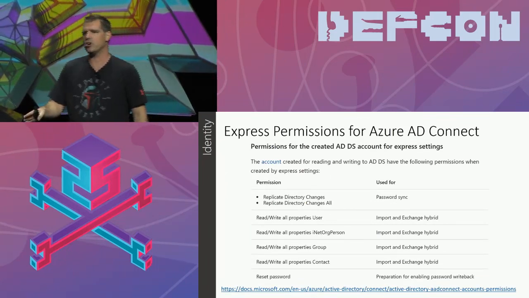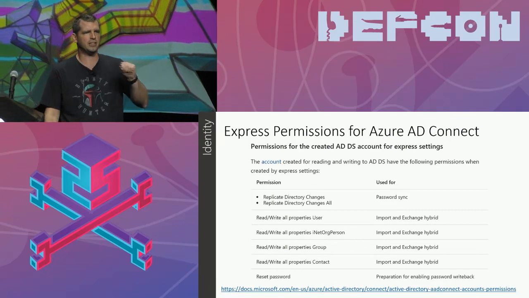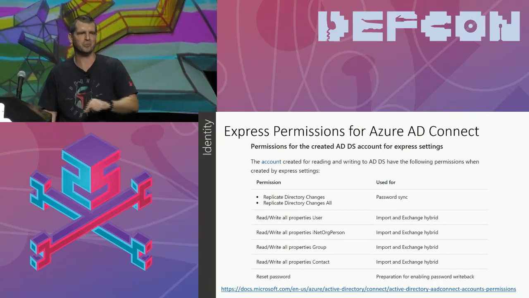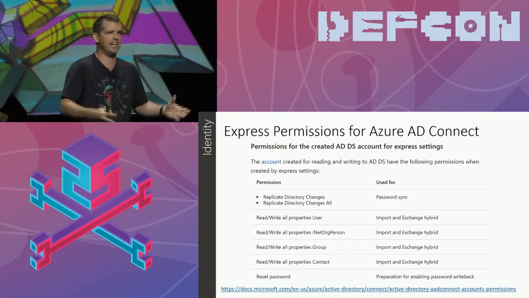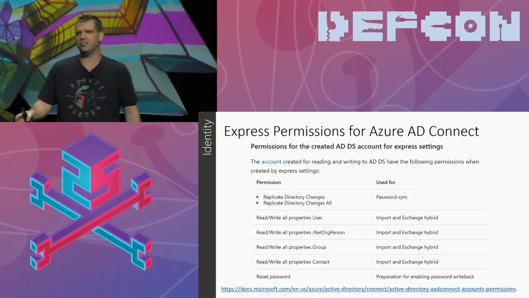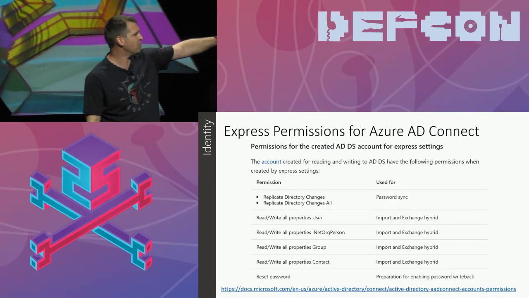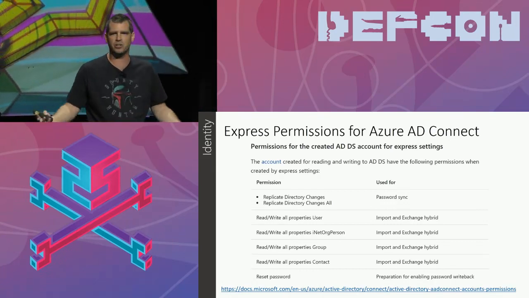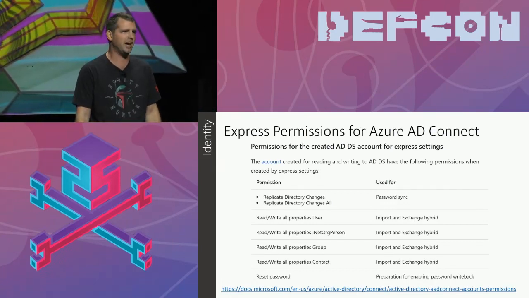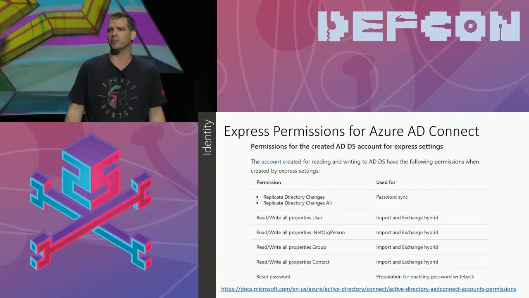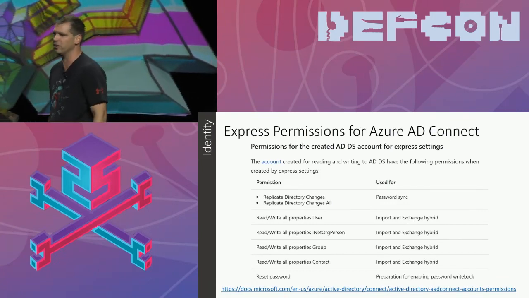And what I want to call out here is that a lot of organizations click the easy button. They click Express Permissions, which just runs through and sets everything in AD for them. Well, part of this is a component I want to call out called Replicate Directory Changes and Replicate Directory Changes All. Does anyone know what that's for or how that could be used for an attack? DC sync, right? Those are the rights that are required in order to do DC sync.